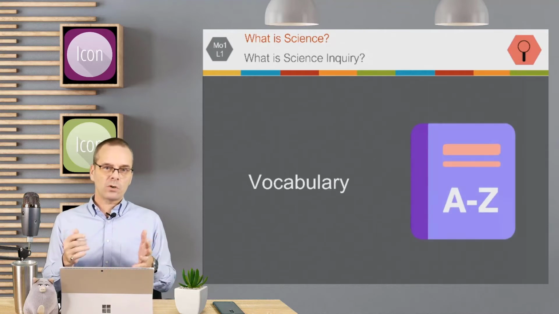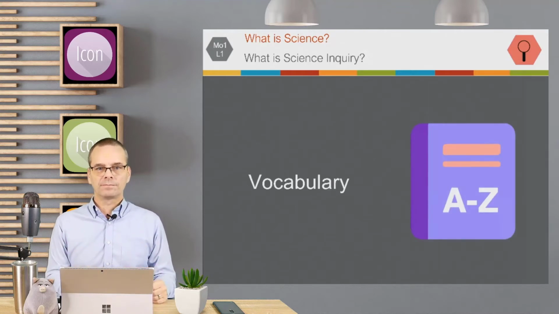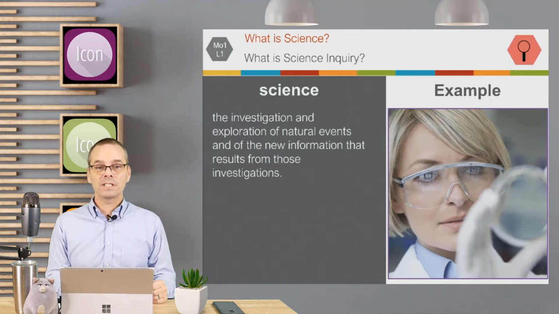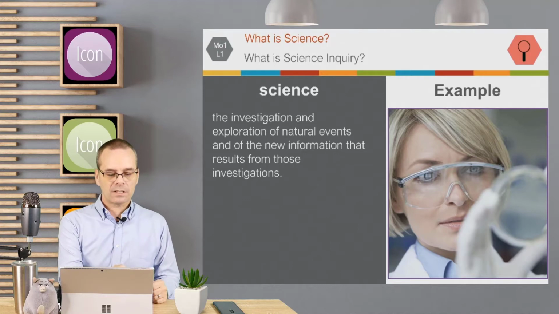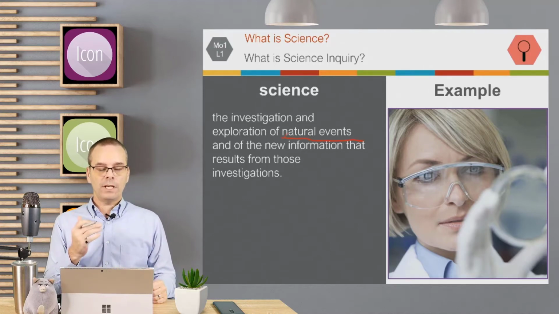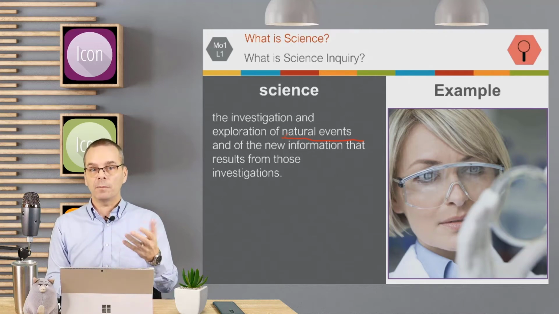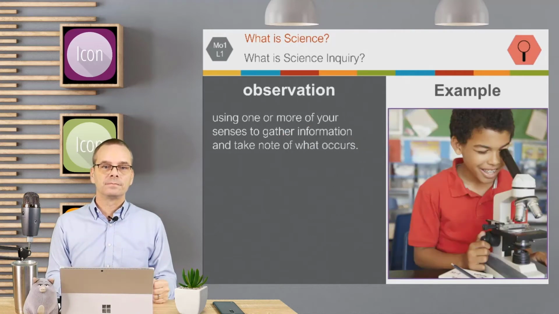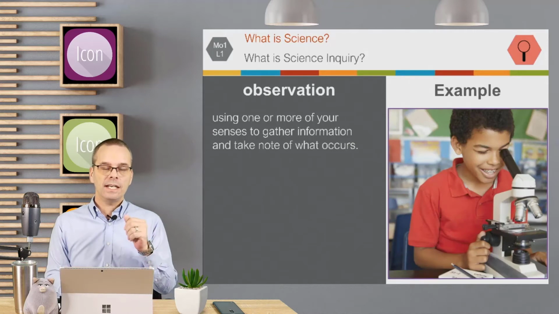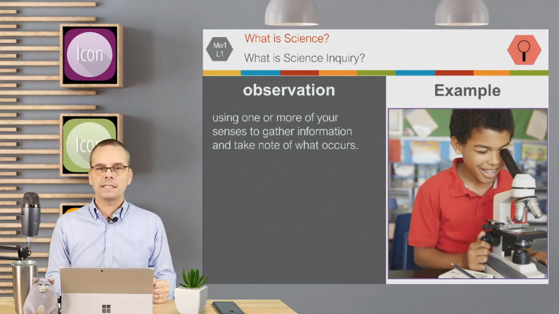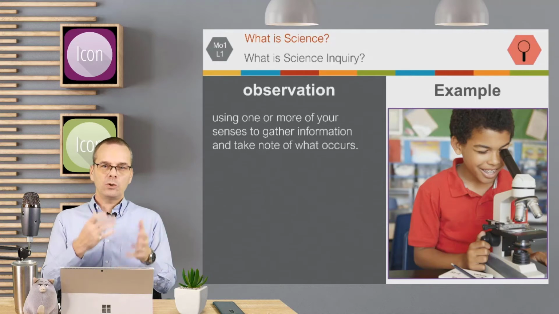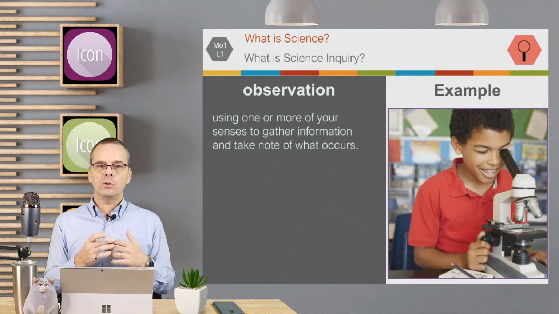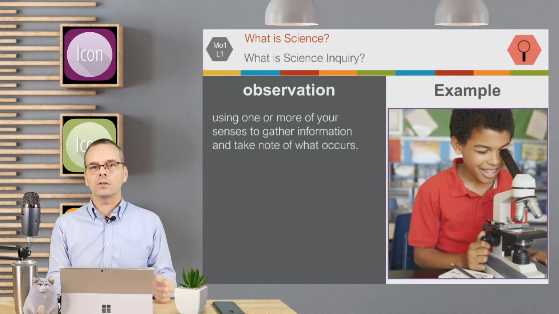So as always, let's start with some key vocabulary. And the first word is, of course, science. Science is the investigation and exploration of natural events and of new information that results from these investigations or experiments. Observation is using one or more of your senses, and then you use that to gather information and take notes about what happens or what occurs.